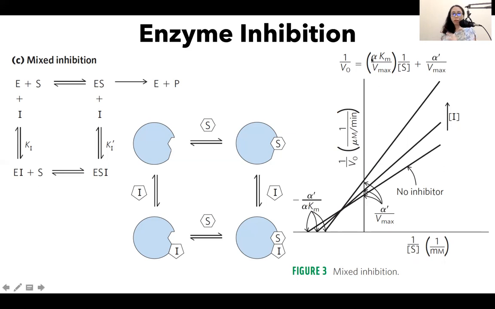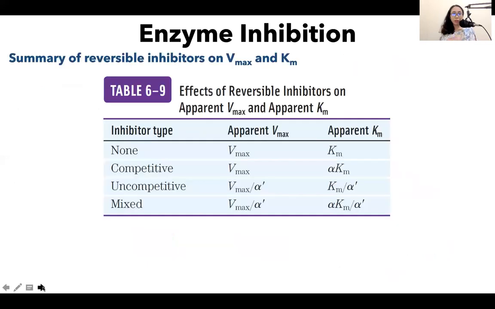That is why you have the alpha factor here and the alpha prime. If you compare your Lineweaver-Burk equation without inhibitor and with inhibitor, you will see that all of the parameters are different. You have a different slope, a different Vmax, and a different Michaelis-Menten constant value. So take note of the trend for each of these types of inhibition.